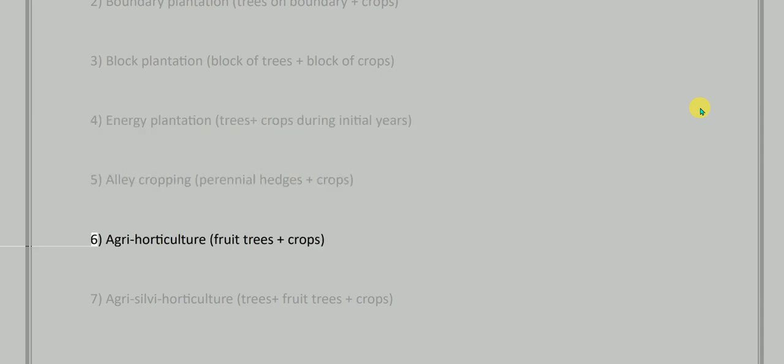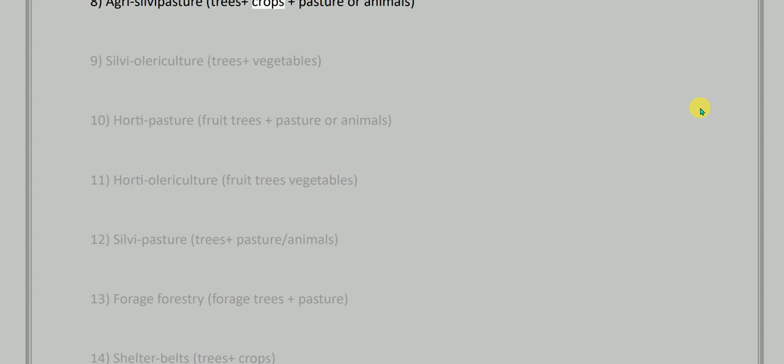6. Agri-horticulture, fruit trees plus crops. 7. Agrisilvi-horticulture, trees plus fruit trees plus crops. 8. Agrisilvipasture, trees plus crops plus pasture or animals. 9. Silvi-olericulture, trees plus vegetables. 10. Hortipasture, fruit trees plus pasture or animals. 11. Horti-olericulture, fruit trees plus vegetables. 12. Silvipasture, trees plus pasture animals.